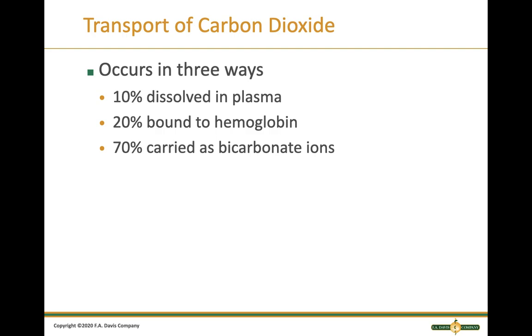Carbon dioxide is transported in 3 ways. About 10% is dissolved in the plasma, about 20% is bound to hemoglobin, but the majority of it, 70%, is carried as bicarbonate ions. So that's one of the reasons that increasing carbon dioxide levels decrease the pH in the blood.